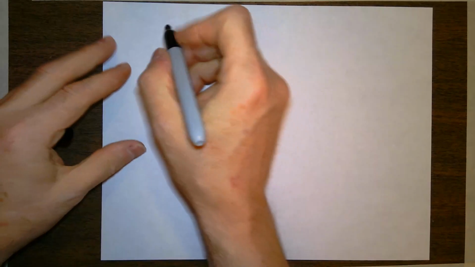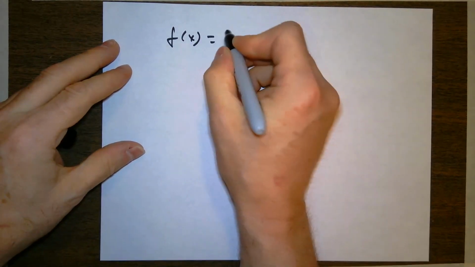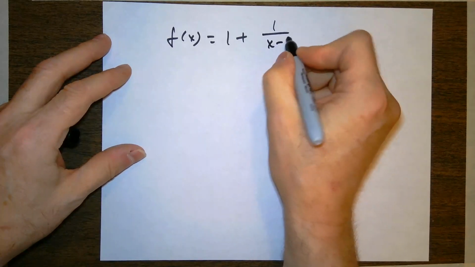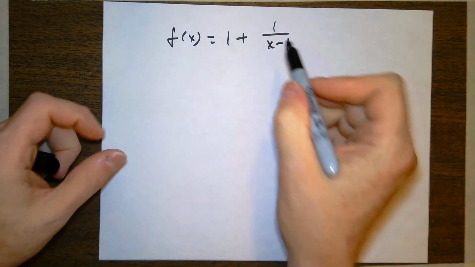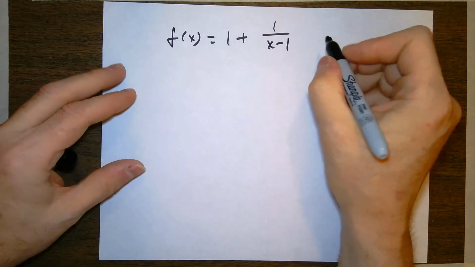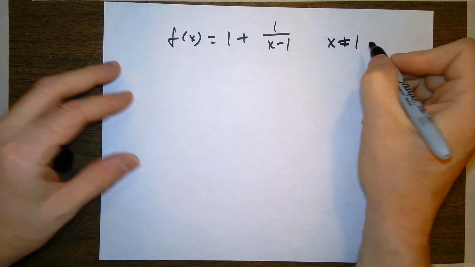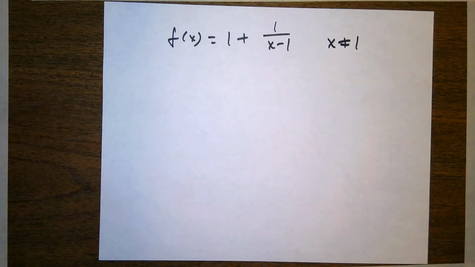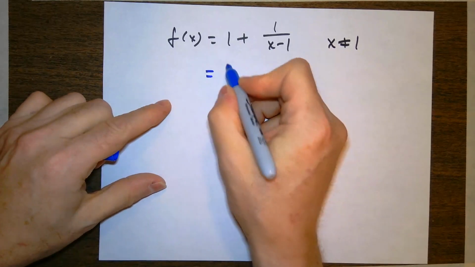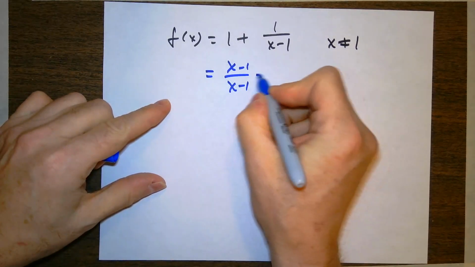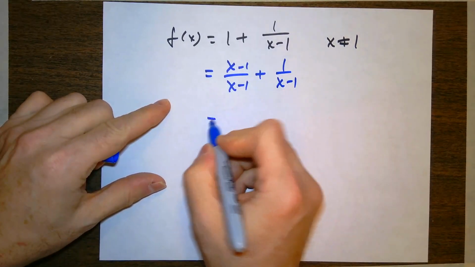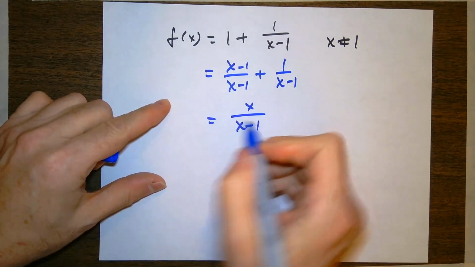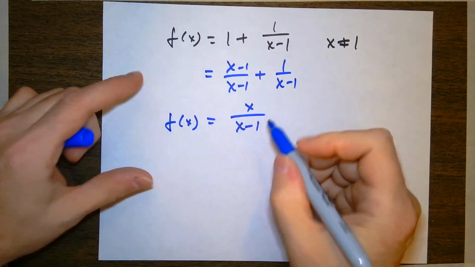Suppose I'm given the function f of x equals 1 plus 1 over x minus 1. So now as I take a look at this, the first thing that jumps out at me is x cannot equal 1. But it's not written in the right form, is it? I need to do a little bit of work on this thing. So 1 I know is the same thing as x minus 1 over x minus 1 plus 1 over x minus 1. Combining like terms, I can see the 1's are going to cancel here, and I get x over x minus 1. So here's my function in the right form.